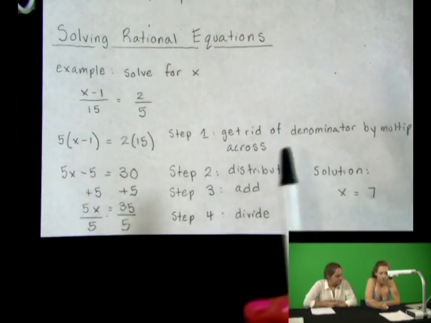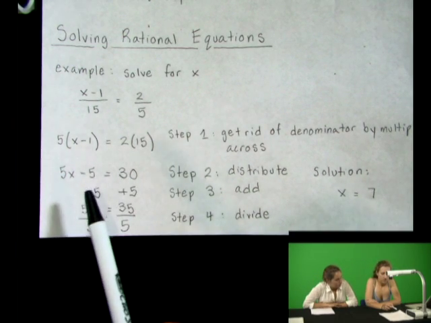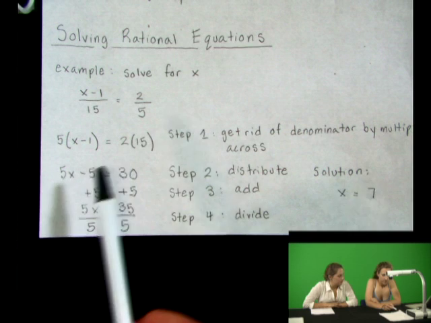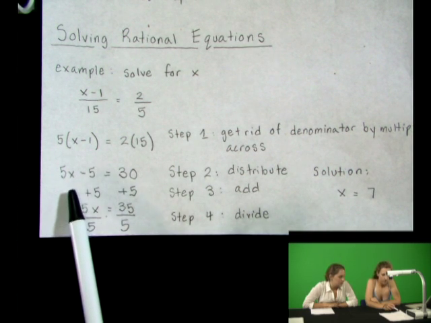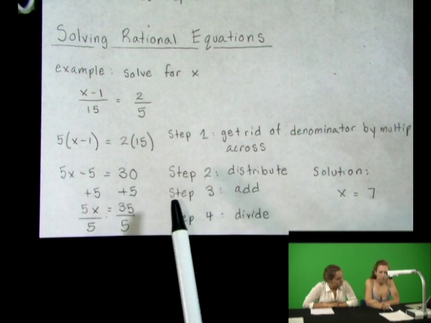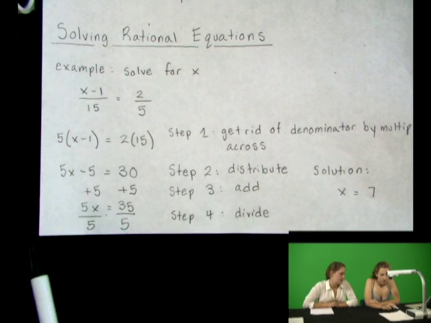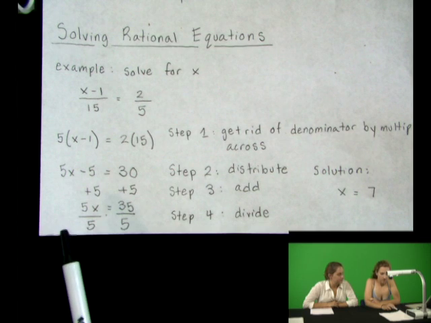So then what's the next step after you cross multiply? Well, if you distribute the 5, you get 5x minus 5 equals 30. And now we just have an algebraic equation. So what do you want to do now? Well, since we want to get the x by itself, we should add 5 on both sides, right? So then you have 5x equals 35, right?